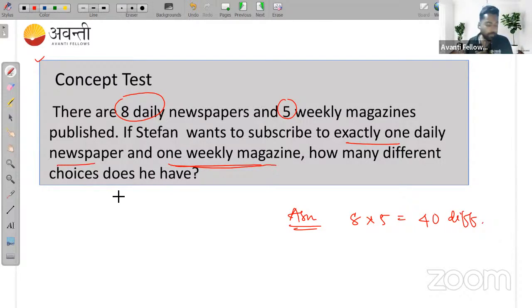Is that clear, everyone? Respond in the chat box. You can check now.